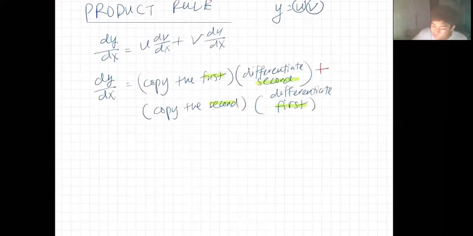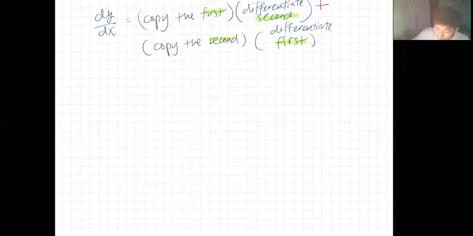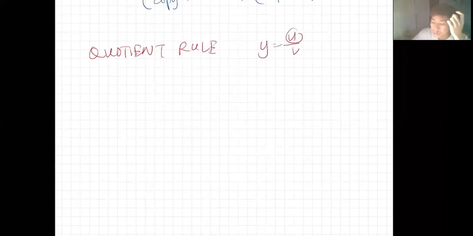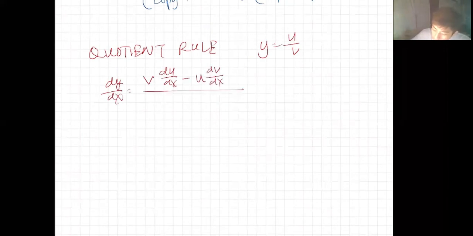What about quotient rule? Quotient I write in red. Quotient rule is basically, if you want to use the formula, when you have y equals u divided by v, basically a function divided by a function, top has x, bottom also has x, you're dividing them. The formula is dy/dx equals, you copy bottom, differentiate the top, minus copy the top, differentiate the bottom, divided by v squared.